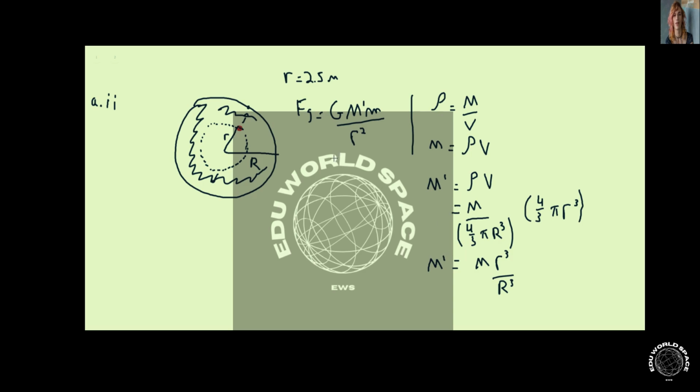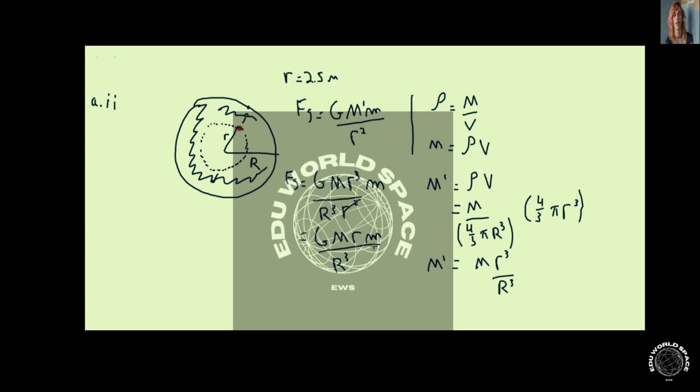Now we can put this into our force equation. We should get that Fg is equal to the gravitational constant times capital M r cubed over big R cubed, and we still have this little r squared in the denominator, and we have little m up top. So these r's cancel, and we're left with G capital M r little m over big R cubed. I specifically left this all just symbolically because that'll make the next part much easier.